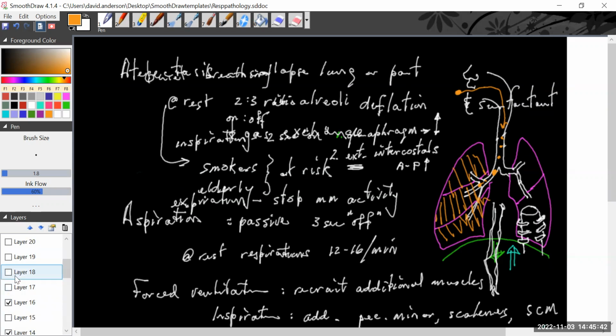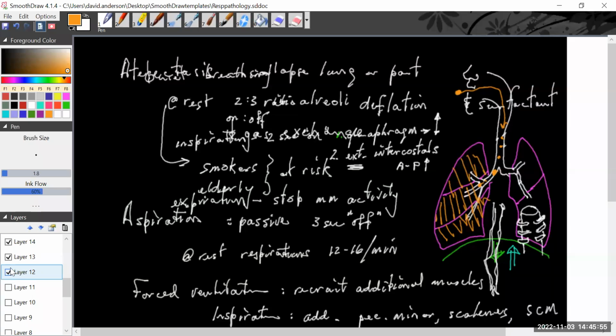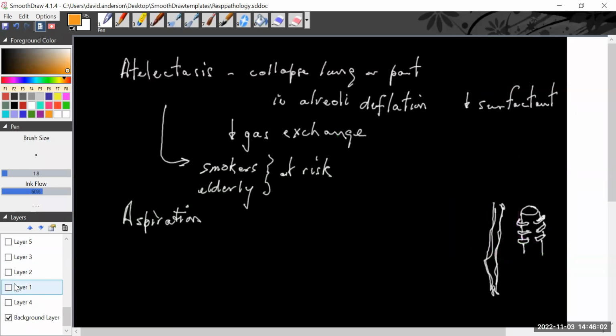Why didn't we lose that? Okay, where are we? 12? So we're on aspiration. Let's see if that works. Okay, yep, we're on the right one, it looks like, anyway.